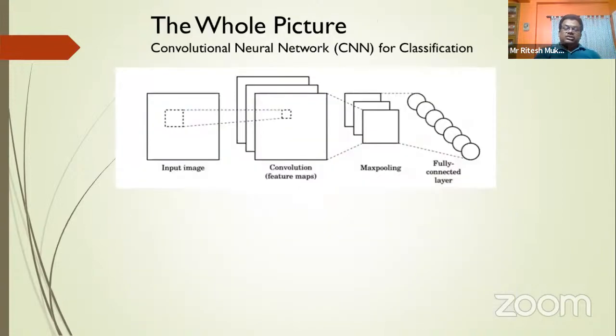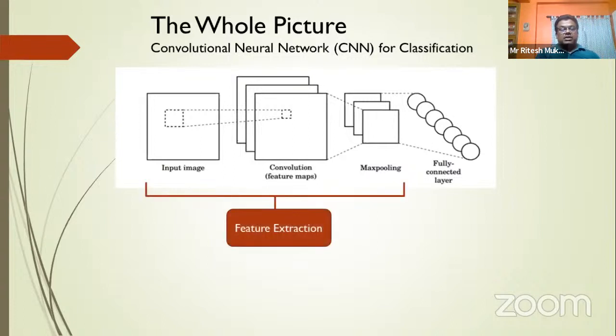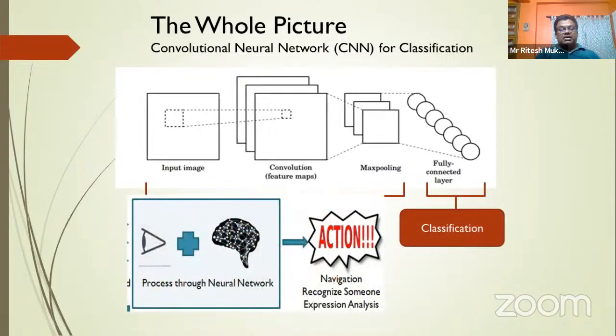Right? So this is the whole picture of a convolutional neural network. Input image. Now convolution for getting, say, the feature map, and then the max pooling, and finally the fully connected layer you are getting, through which the left portion is feature extraction and the second portion is the classification.